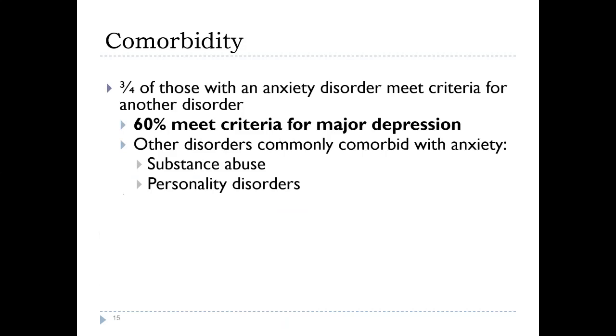So I just hinted at this a little bit. Three-quarters of those with an anxiety disorder meet criteria for another disorder, so it's actually fairly rare for somebody to present with just an anxiety disorder. The biggest comorbid disorder is major depression, right? 60% with an anxiety disorder will meet criteria for a major depressive disorder. And other disorders that we'll commonly see co-occur are substance use, as I mentioned, of which alcohol is subsumed under substance. We also see a fairly high rate of personality disorders as well, which is a chapter we'll cover later on in the semester.